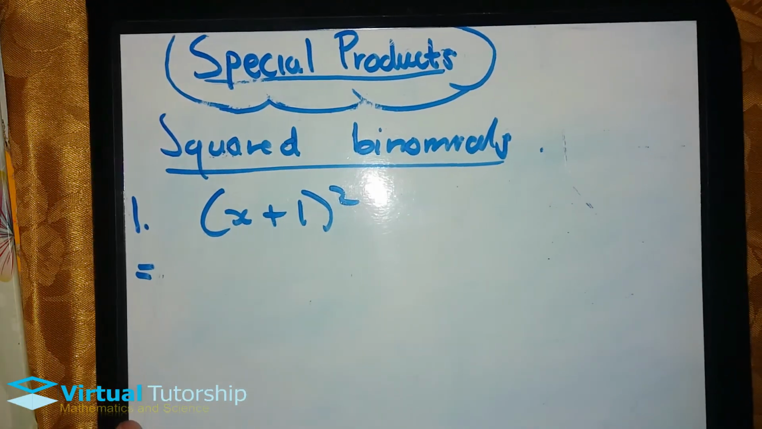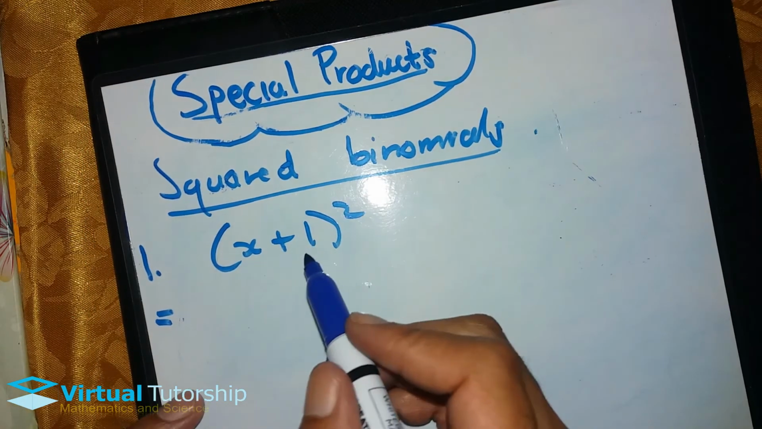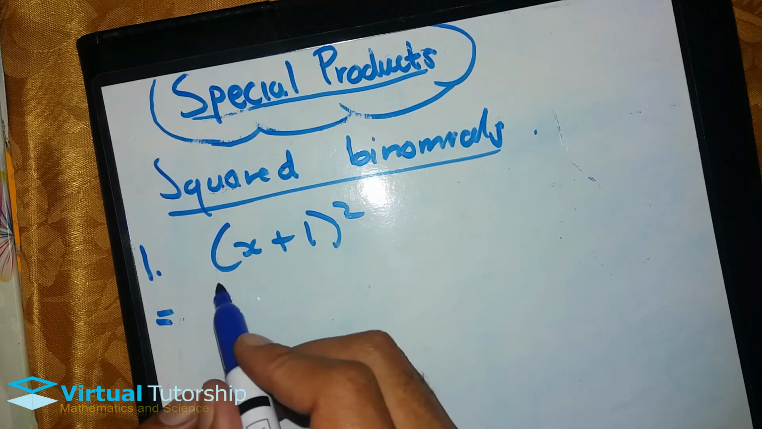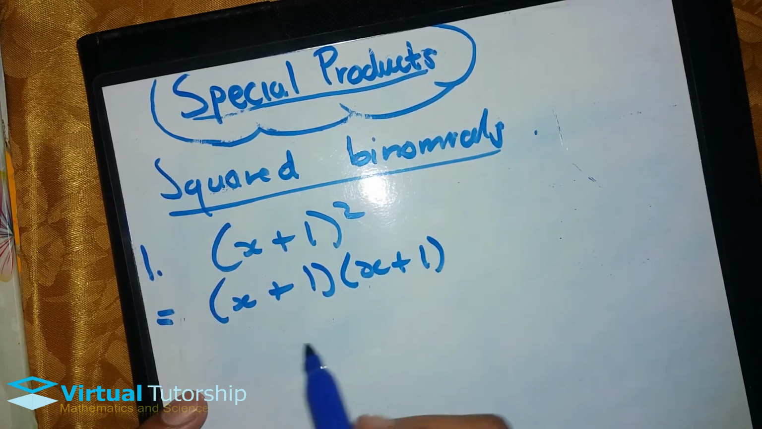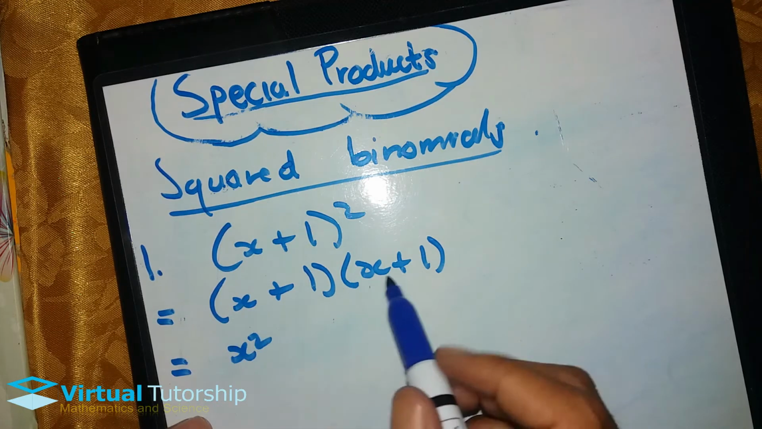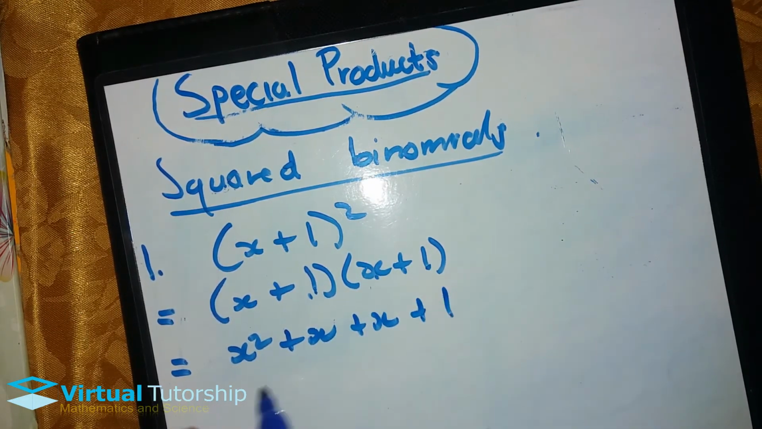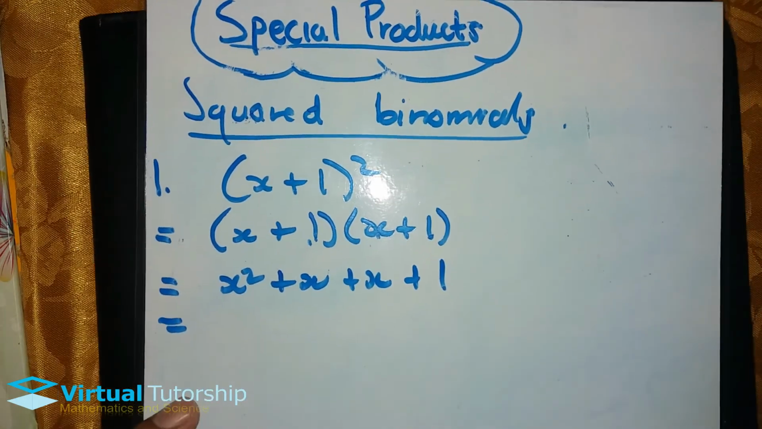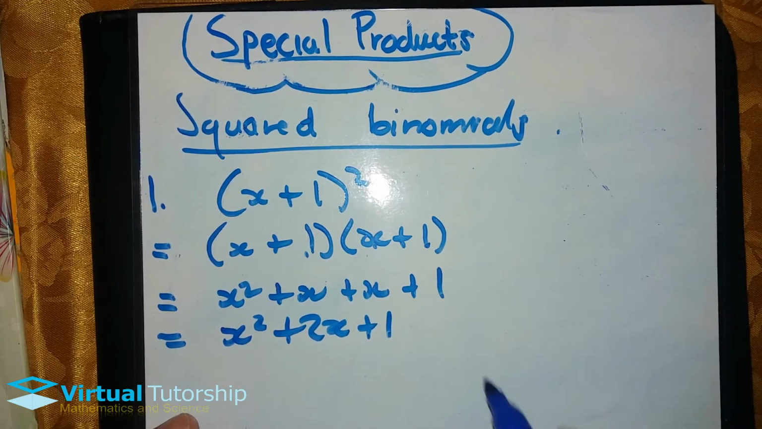Right, now for a squared binomial, for example, x plus 1, which is a binomial squared. A binomial like this, using a distributive property: x plus 1 times x plus 1 is equal to x squared plus 2x plus 1.